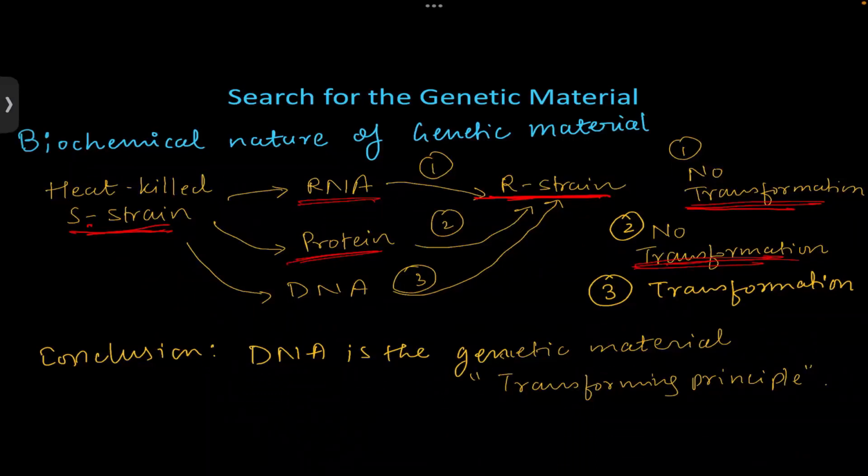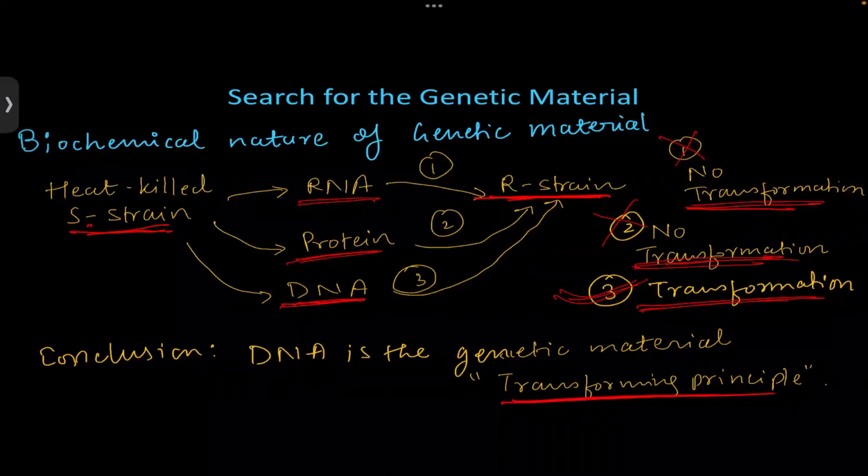Now, in the third case, they took purified DNA from the heat-killed S-strain bacteria and injected it into live R-strain bacteria. Now, in the third case, they did see transformation. This worked. These two didn't work. So now they concluded that DNA is in fact the genetic material or the transforming principle which caused the transformation, or the change of identity, of the R strain bacteria to S strain bacteria.